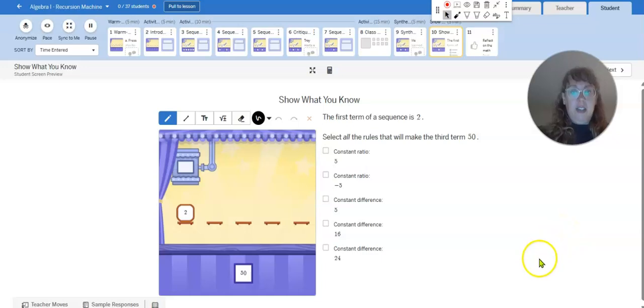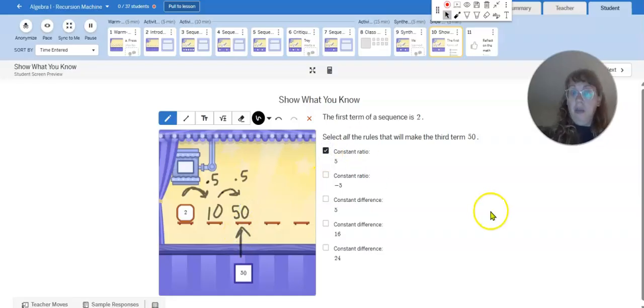On slide 10, it says show what you know. The first term of a sequence is 2. Select all the rules that apply to make that third term 50. So the first one says constant ratio of 5. So 2 times 5 is 10. And 10 times 5 is 50. So this first one would definitely work, and there may also be other ones.